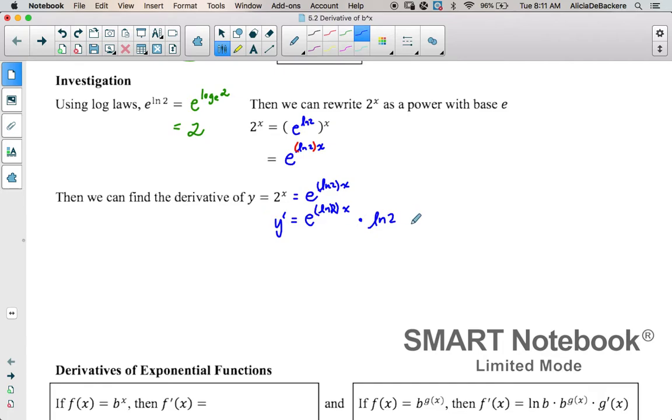And so I've got kind of a messy expression here. We're going to see if we can simplify this so that we can come up with a trick for taking the derivative of 2 to the power of x. So what I'm going to do here is sub back in that e to the ln 2 is equal to 2.